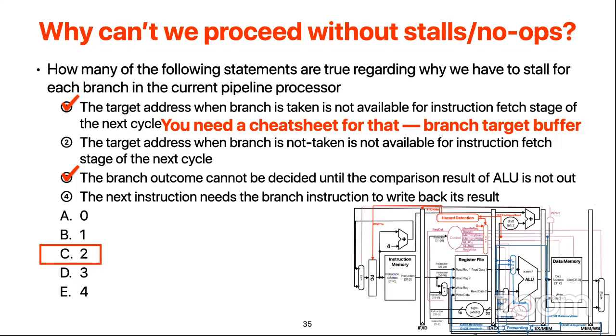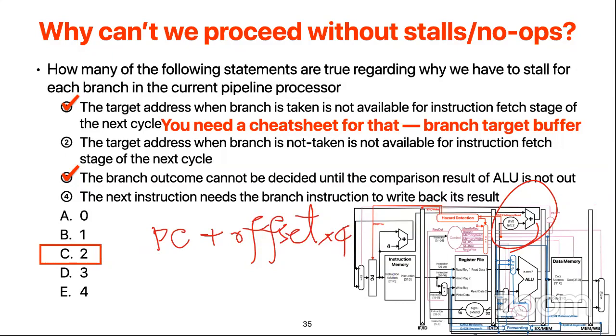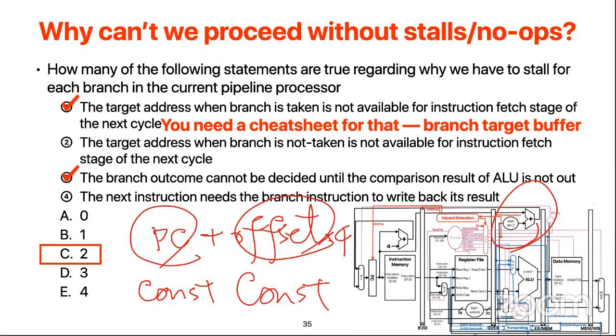So the basic idea of a cheat sheet is that if you know how to calculate the branch address, it's based on the PC of the instruction plus the offset times 4, right? So in this way, the PC is a constant for each instruction. The offset is also a constant. So once you have that instruction go through once, you can keep that in a buffer, say a cheat sheet, called the branch target buffer, which memorizes all the target addresses that we have seen before.